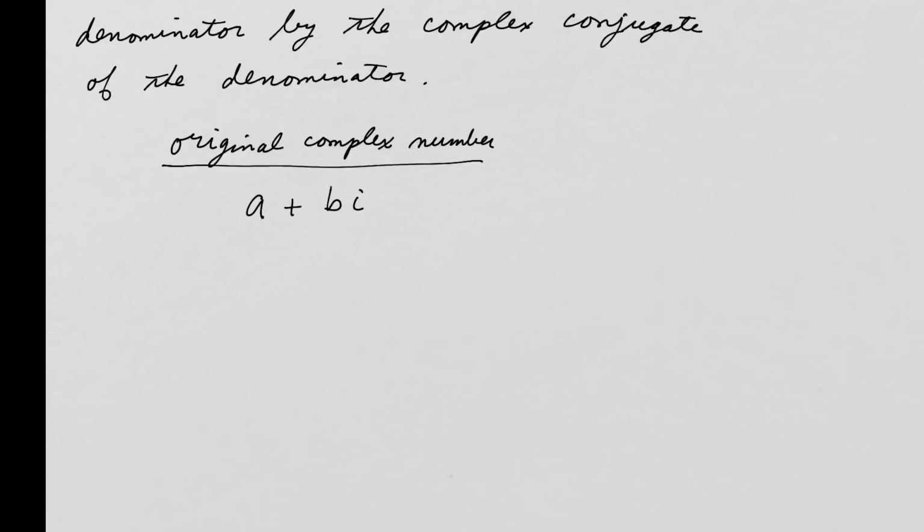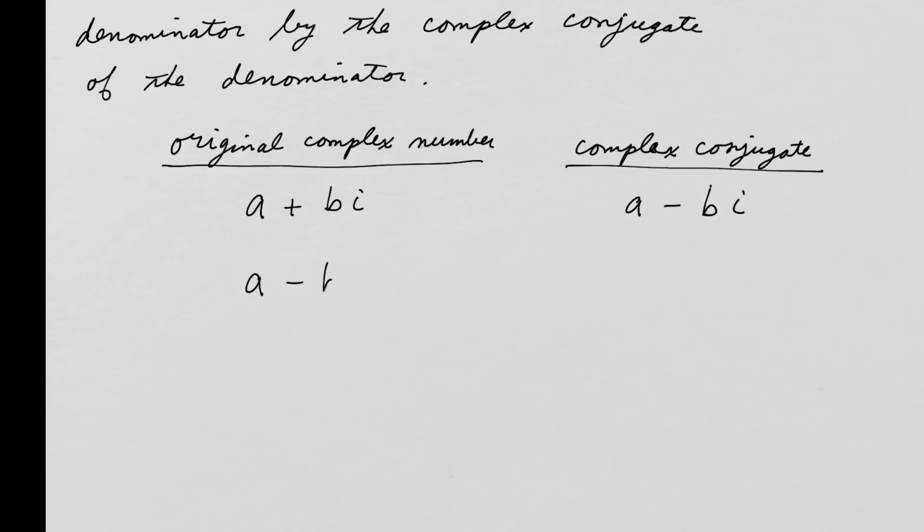Then the complex conjugate of that complex number is going to be a minus bi. If my original complex number were a minus bi, then the complex conjugate would be a plus bi. So you can kind of see what's going on here, right? The sign of the imaginary part is changed. So that's all you have to do. The complex conjugate is the same as the original complex number, except you change the sign of the imaginary part.